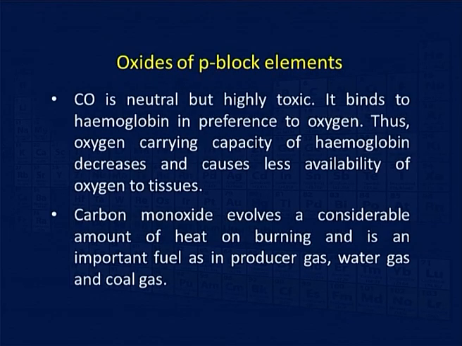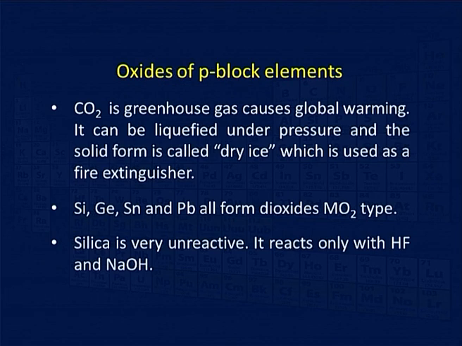Carbon monoxide evolves a considerable amount of heat on burning and is an important fuel, as in producer gas. It can be used in water gas and coal gas. Carbon dioxide is a greenhouse gas. It causes global warming, meaning it is one of the gases responsible for the rise in temperature on the planet. It can be liquefied under pressure, and the solid form, the solidified carbon dioxide, is called dry ice, and this dry ice is used as a fire extinguisher.